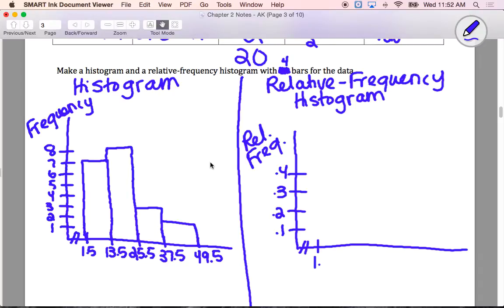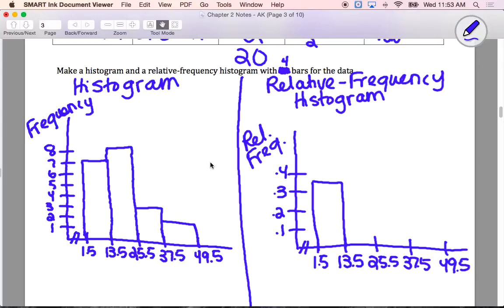So we're going to start with 1.5. Then we go to 13.5, 25.5, 37.5, and 49.5. So your boundaries are always going to be your x there. Now first group, we have from 1.5 to 13.5, it was 0.35 for the relative frequency. And again, all of these numbers are listed in your table. So if you look at the relative frequency column, that's how I'm getting my numbers here.